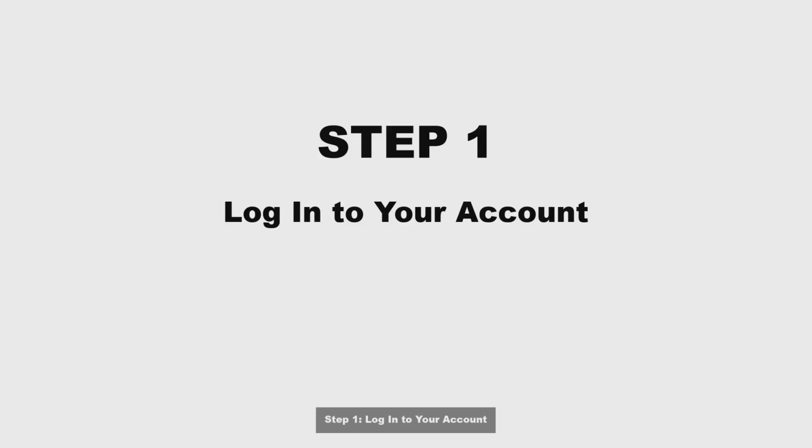Updating your billing information on Mubi is a straightforward process. Follow these steps to ensure your payment details are current. Step 1. Log into your account. Visit the Mubi website or open the app and log in using your credentials. Make sure you enter the correct email and password associated with your account.